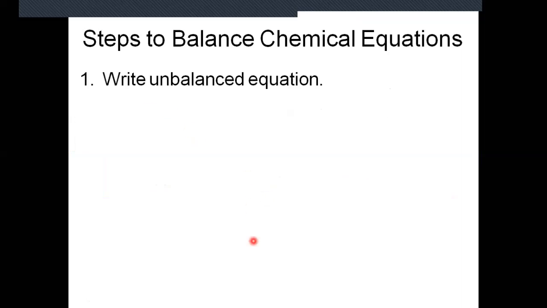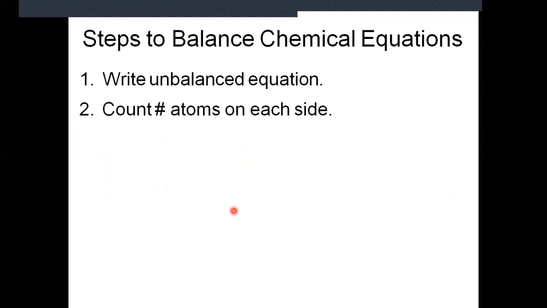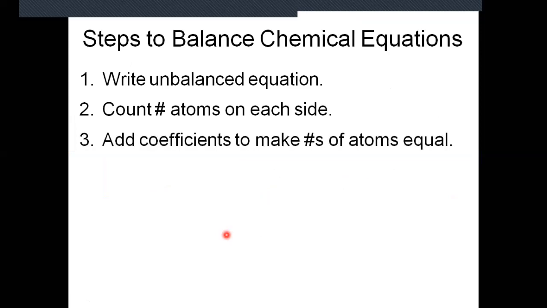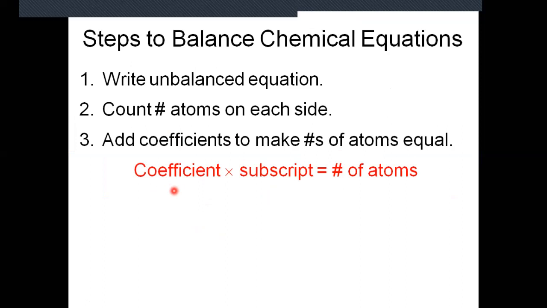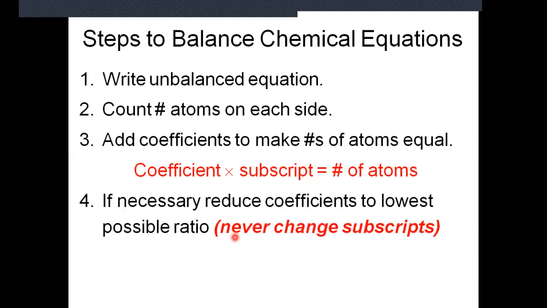Now we will discuss the steps to balance a chemical equation. First of all, you have to write the unbalanced chemical equation. Then count the number of atoms on each side of the equation. Add coefficients to make the number of atoms equal. When a coefficient is multiplied by the subscript, then we get the number of atoms.